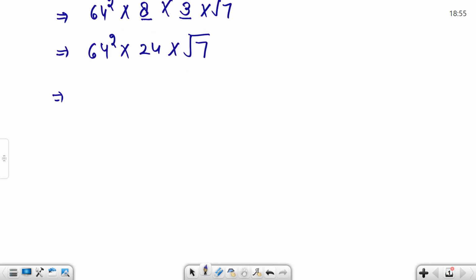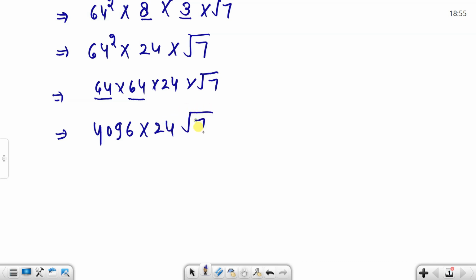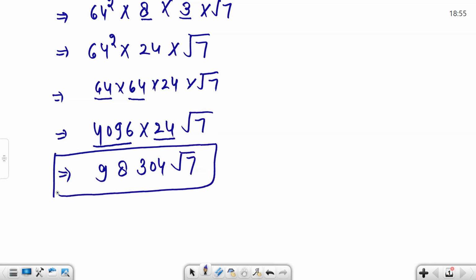If we solve further, 64 times 64 times 24 times root 7. Now let's solve it. 64 times 64 is 4096, times 24 under root 7. Let's solve it. Now, if we multiply 4096 by 24, we get 98,304 under root 7, and this is the final answer.